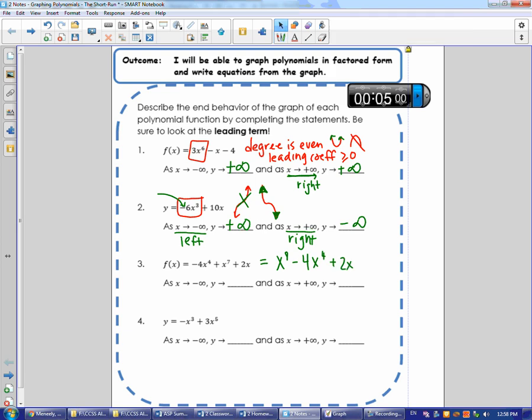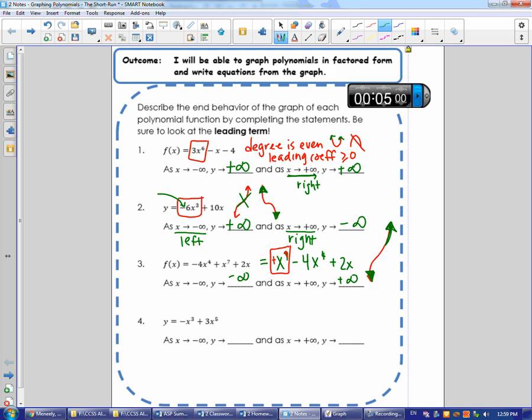When I circle my leading term, again, that's x to the 7th, it tells me that the degree is odd, so I know it's going to be an S-shaped graph. And because the leading term is positive, I know my S must be increasing. So when I take a look at the left side of my graph as x approaches negative infinity, my y also approaches negative infinity. And if I look on the right side of my graph, as x is approaching positive infinity, I can see that my y is also approaching positive infinity.